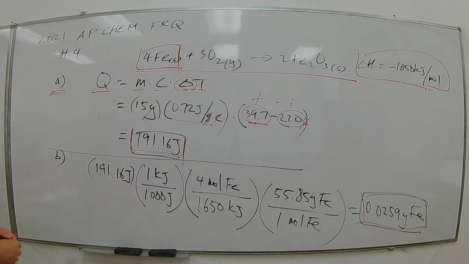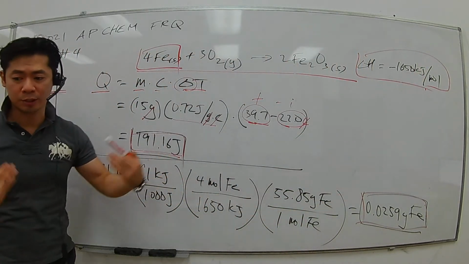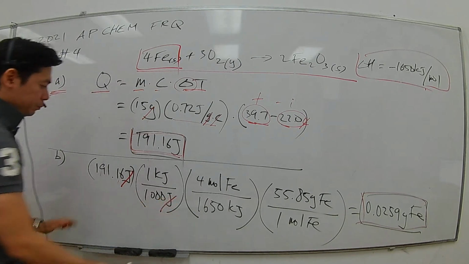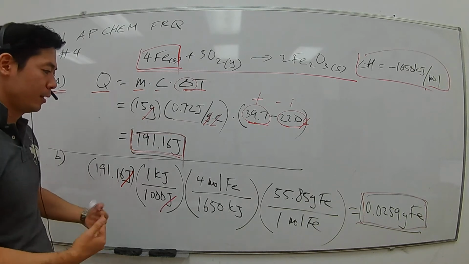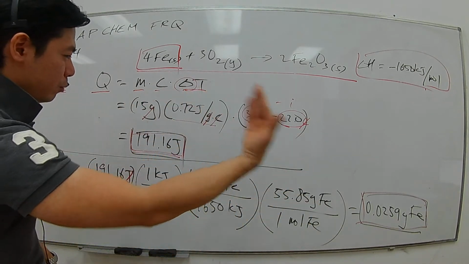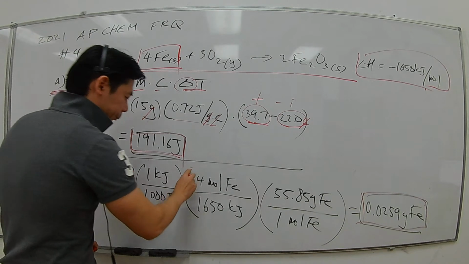First things first, we have a kilojoule here and a joule here, so we have to convert to the same unit. I convert the joules to kilojoules by multiplying here, and it becomes 0.19116 kilojoules. Now we have to figure out how much energy is needed, and what the mass of iron is. So now the conversion is this conversion.